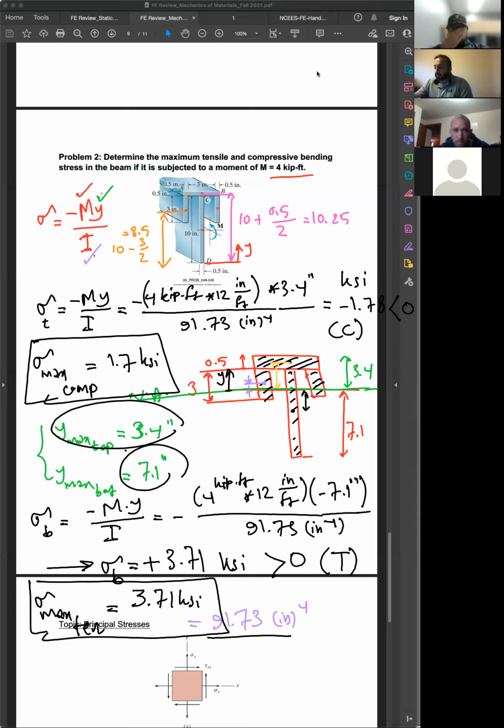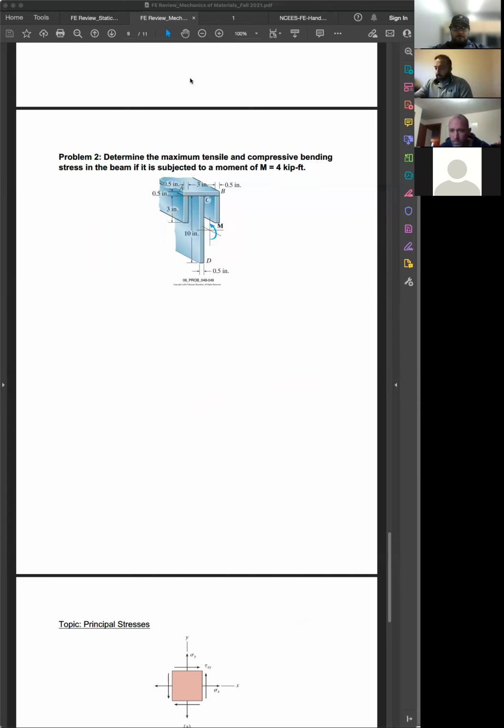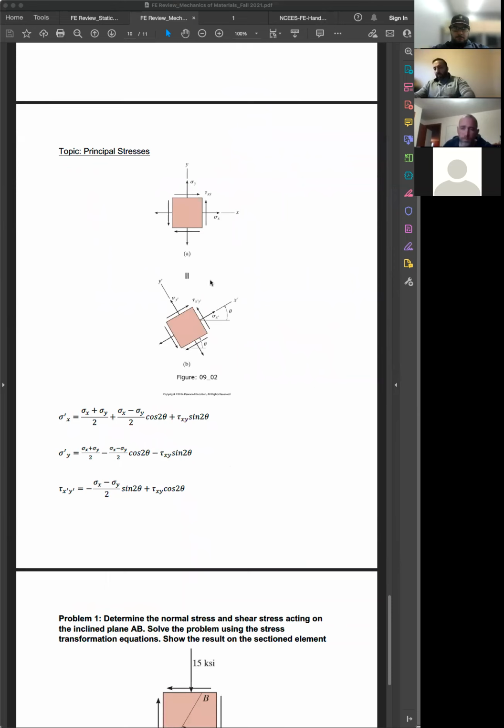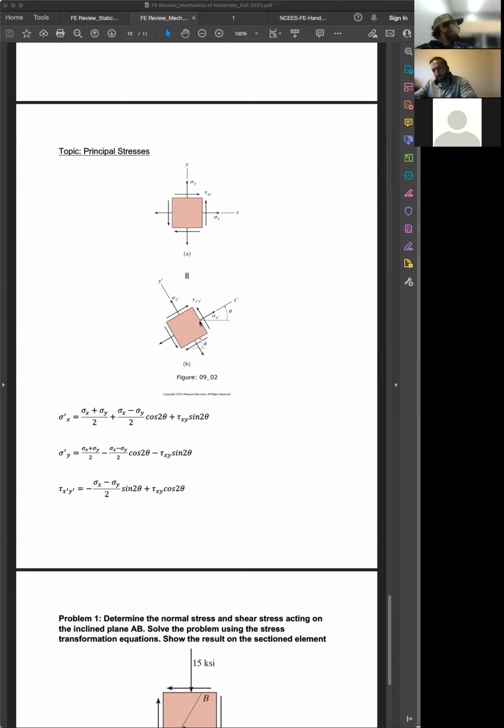Okay. So let's continue. All right. So the next thing is the concept of principal stresses. It means that if we have a stress block like this, for example, how much we need to rotate it to reach the principal stresses, meaning the maximum possible normal stresses. And if that's the case, what would be the values of the principal stresses?